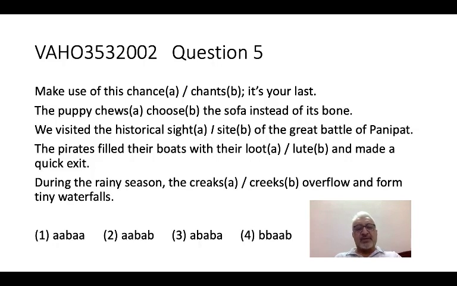Continuing with that, the pirates filled their boats with A or B and made a quick exit. So we are talking about pirates. What would they have done? They would have filled their boats with the A option. B option talks about a flute, a wind instrument, a cylindrical piece, which we call bansuri. So that is a lute, same as flute. So that cannot be used here. It has to be the first one.